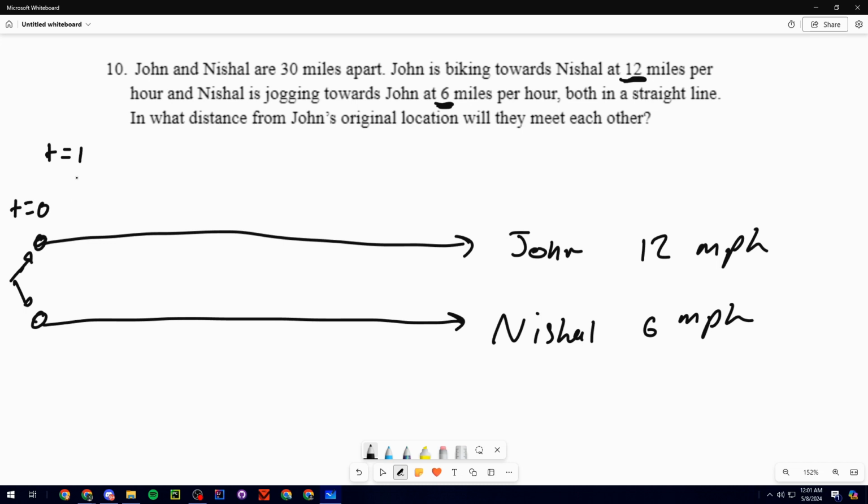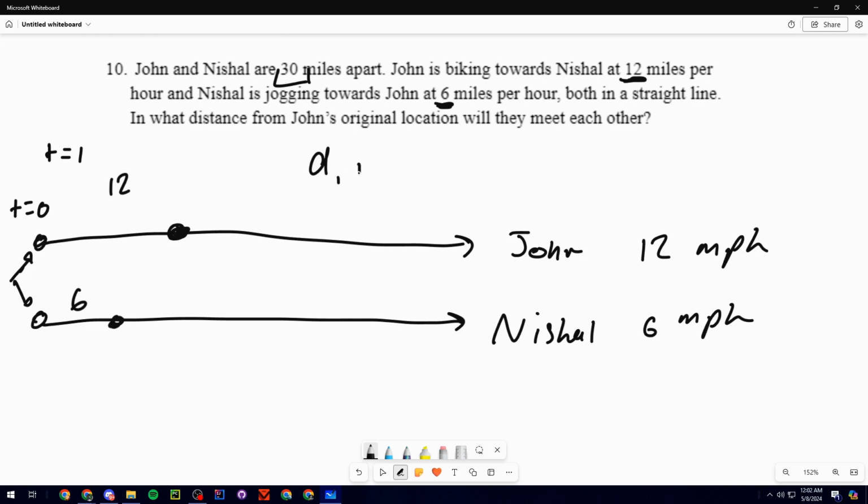Technically, it's not 1 hour, because they'll meet faster. But at time equals 1, John goes 12 miles, but Nishal only goes half that. He goes 6 miles. So the reason this is relevant is because for every distance Nishal goes, John's going to go twice that. So you know that the sum of their distances is 30.